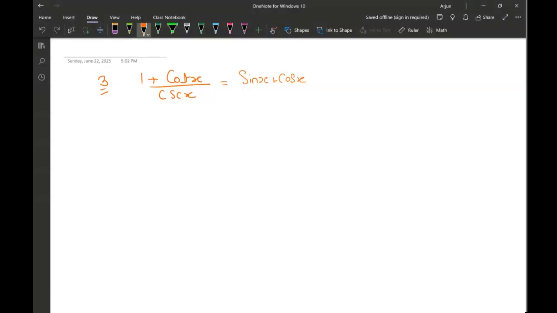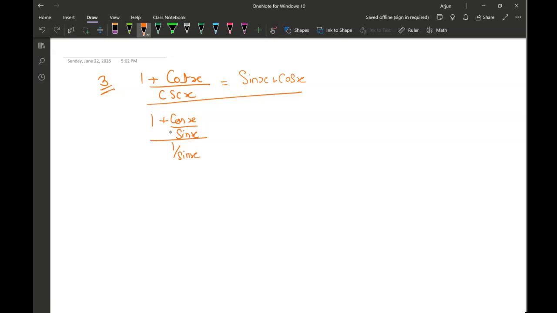Good day, folks. This is a solution for test number 2, and I'm going to start with question number 3. In this question, I wanted to prove that these two things are equal. So I'm going to start with the left-hand side. 1 plus cos x, cot x can be written as cos x upon sine x, and cosecant x can be written as 1 upon sine x.